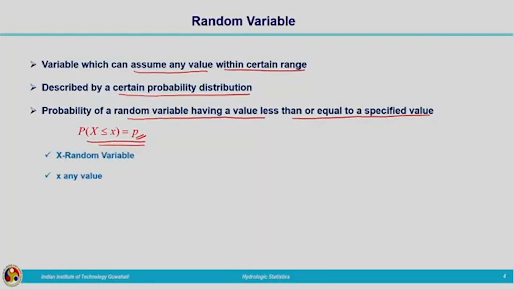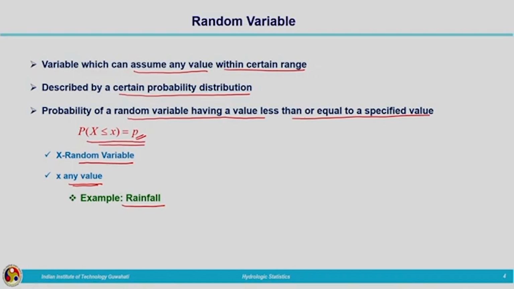In this expression, capital X is the random variable and lowercase x is any value corresponding to this particular random variable. Example, as I have stated, rainfall. It can be rainfall, it can be stream flow. For example, if you are talking about peak flow in a river, considering the last so many years, based on that we can express the value corresponding to a future year, that it will be within a certain range. We cannot exactly tell that this will be the peak flow in a river at a particular location. So that way stream flow, rainfall, all these hydrologic variables can be considered as random variables.